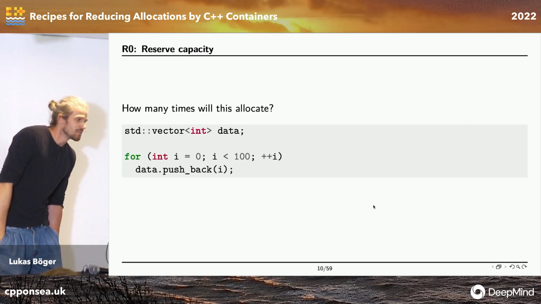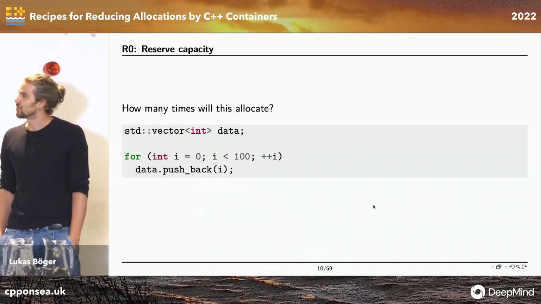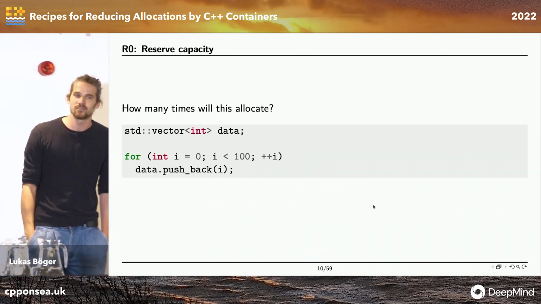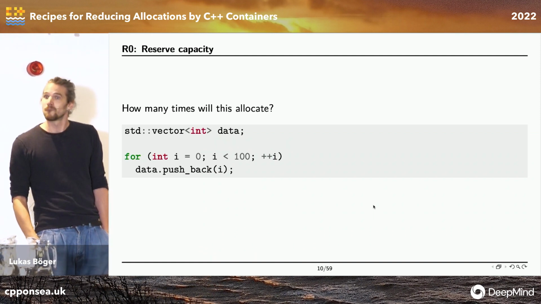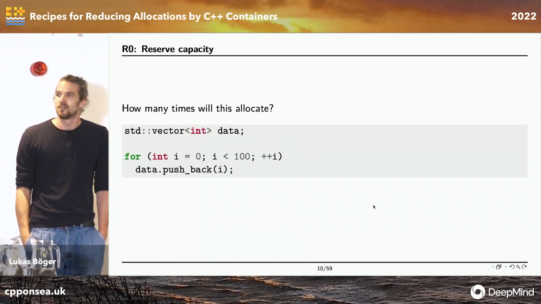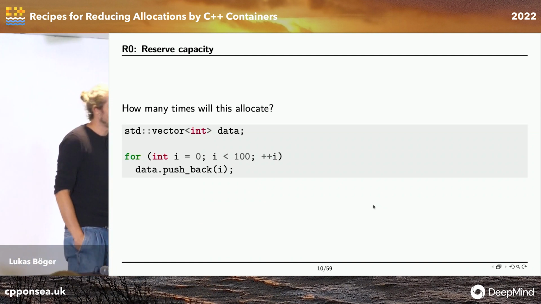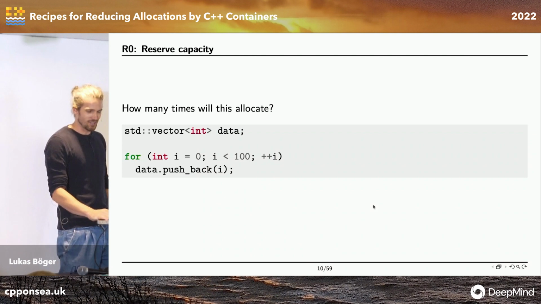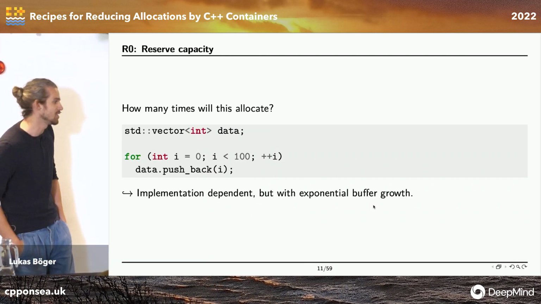Recipe 0. We start with a question. How many times will this allocate? Yeah, 7, 3, 6. Okay, so it's really implementation dependent. We can't tell from just looking at it.